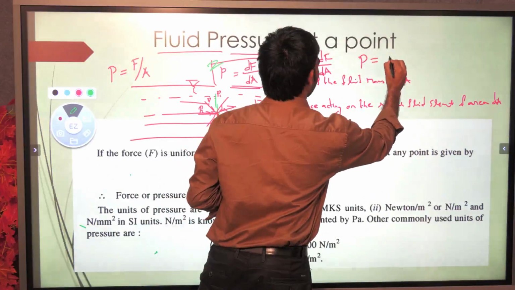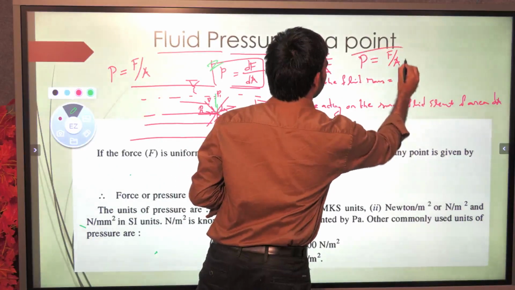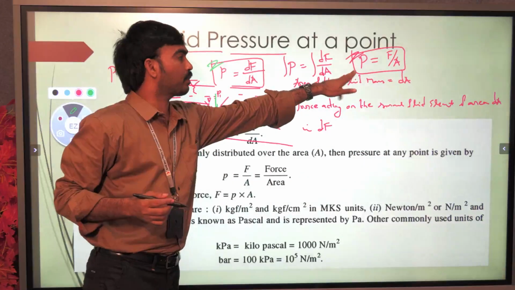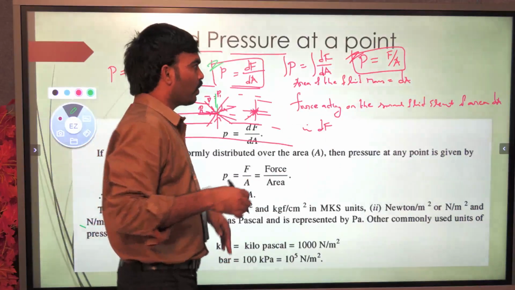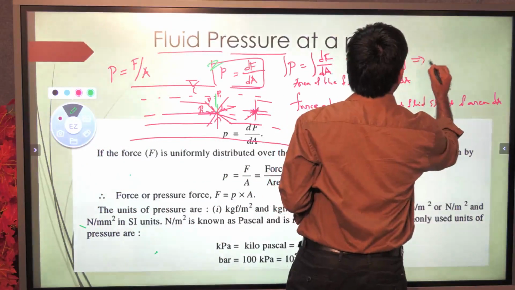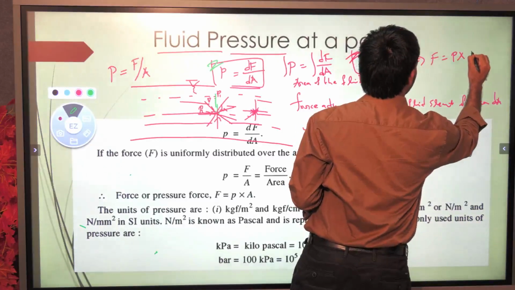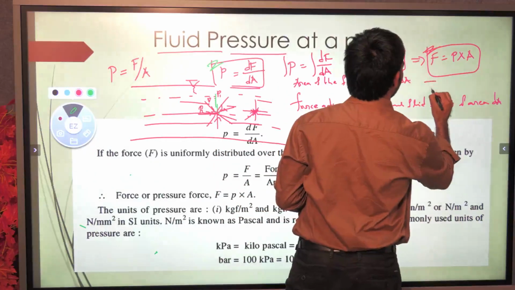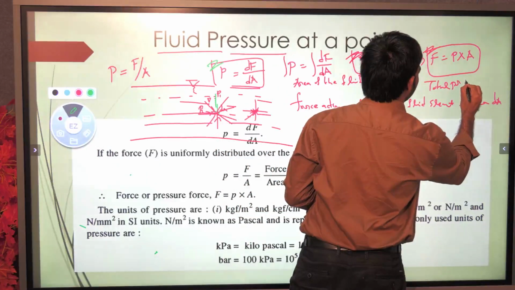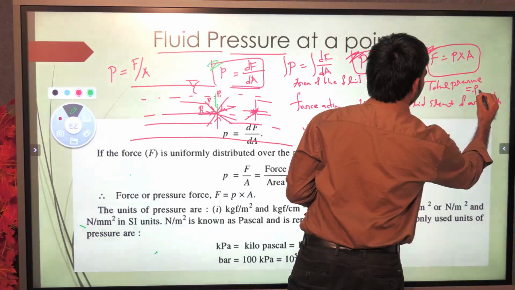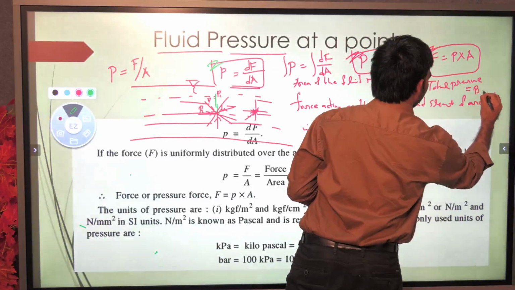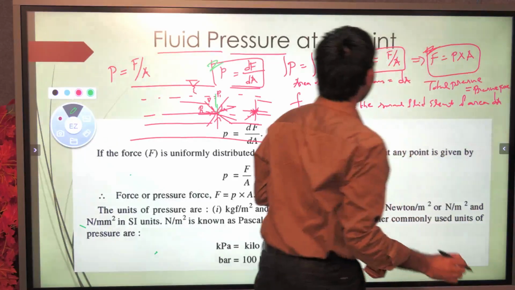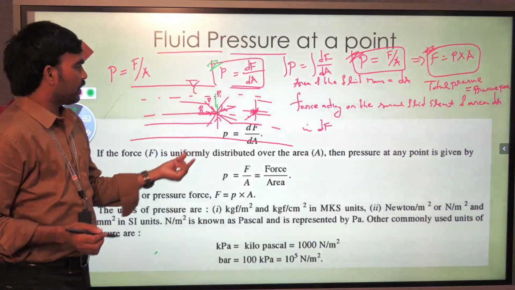If the pressure is equally distributed, then the expression for pressure is P equals F by A. This is the expression for total pressure intensity. What is the pressure force? The pressure force is F equals P into A. This is the total pressure force, or total pressure. You can call it the total pressure or pressure force.